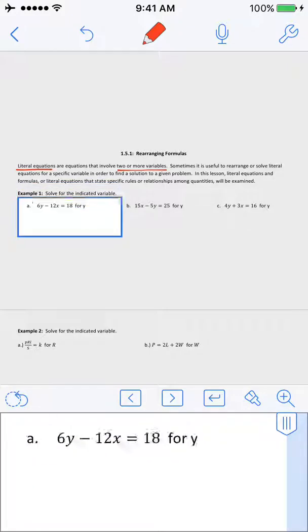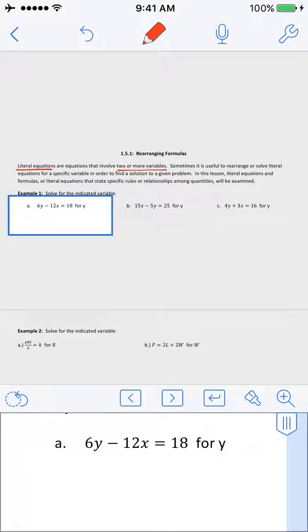Example number 1. Got 3 different versions here. Alright, I have this equation 6y minus 12x equals 18. We want to solve that for y, which means we want y to be all by itself, right? Now you may be thinking, okay, wow, this sounds complicated, but remember, if we want y to be all by itself, then that's the only thing we consider to be a variable, right? We consider everything else to just be a constant or a coefficient, and we just start getting stuff away from y using our properties of equality.